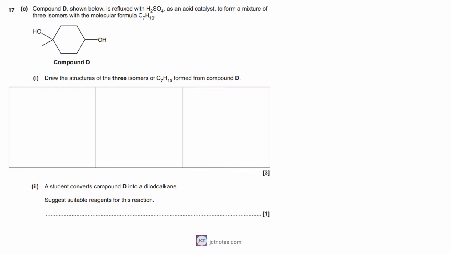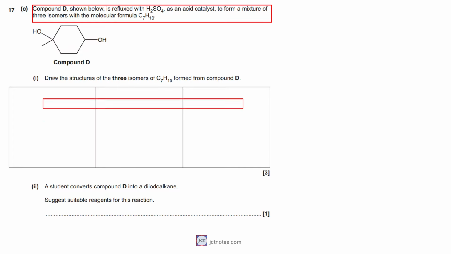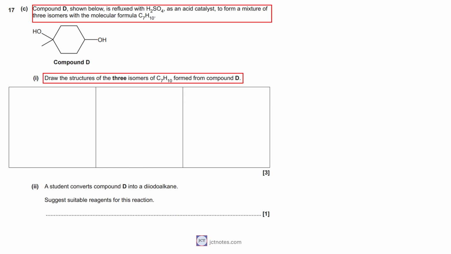In Part C of Question 17, we are given a compound D that is refluxed with sulfuric acid as an acid catalyst to form a mixture of 3 isomers with the molecular formula C7H10. In the first question, we are asked to draw the structures of the 3 isomers of C7H10 formed from compound D. The conditions given produce the dehydration of the alcohol and form carbon-carbon double bonds. Note that C7H10 does not contain oxygen.